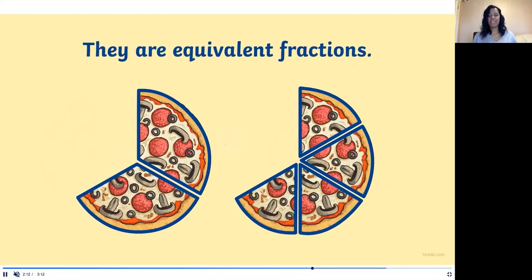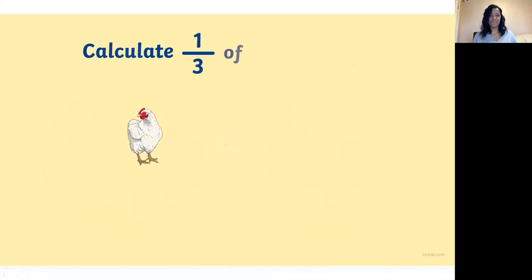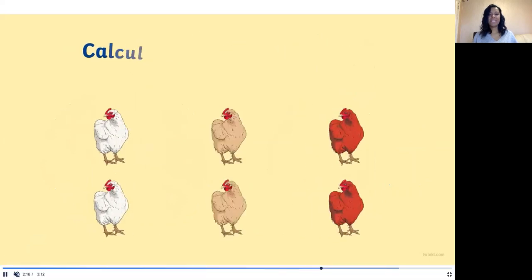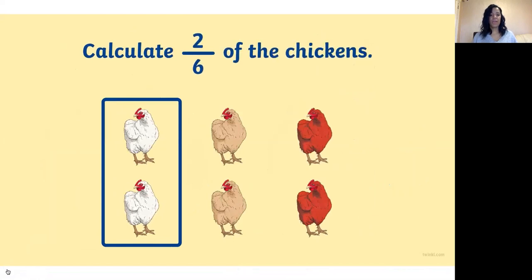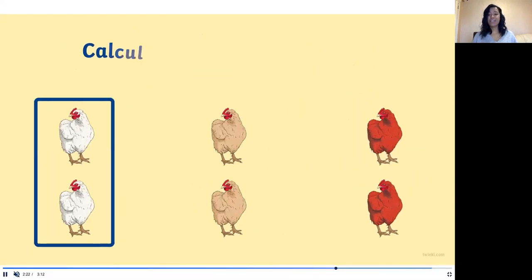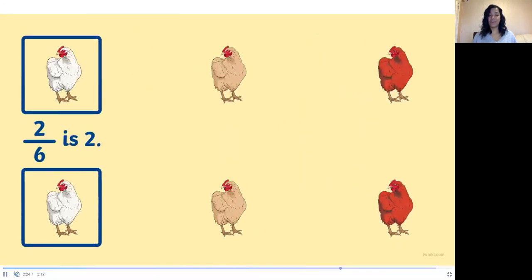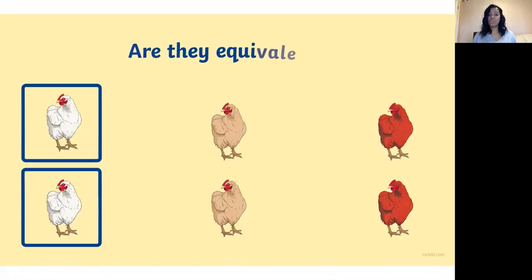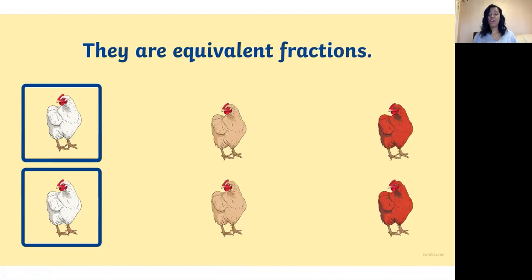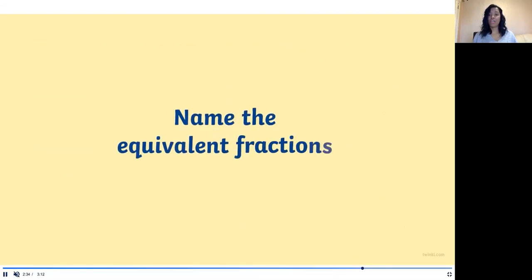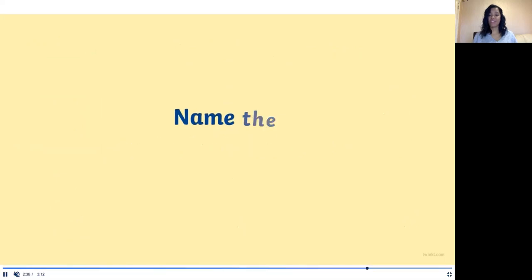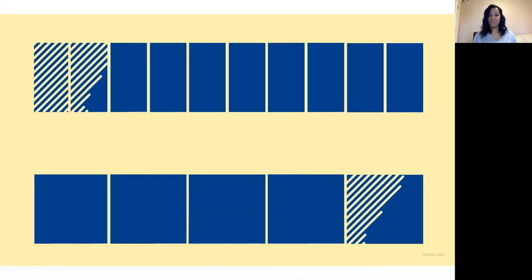They are equivalent. They are the same, okay? So it's here as well, okay? 1/3 of 2, okay, is going to be the same as 2/6 of the chickens, okay? 2/6 is 2 chickens, and are they equivalent? They are equivalent fractions. So I can go ahead and say 1/3 and 2/6 are equivalent fractions, okay?